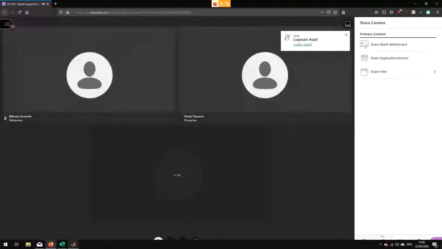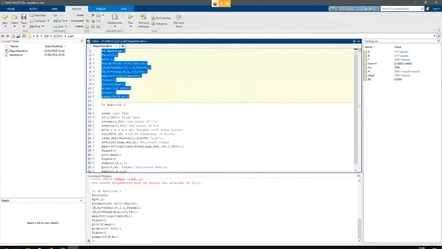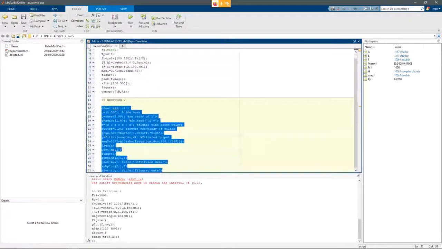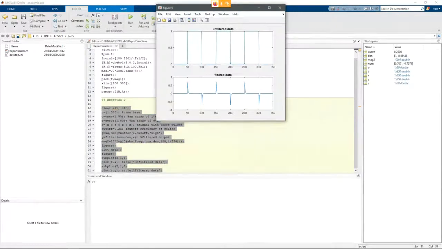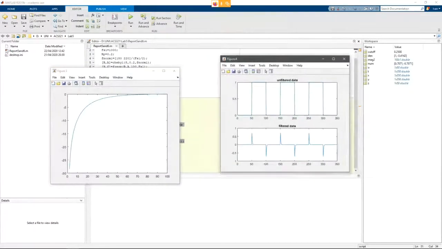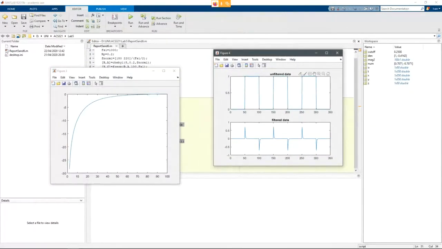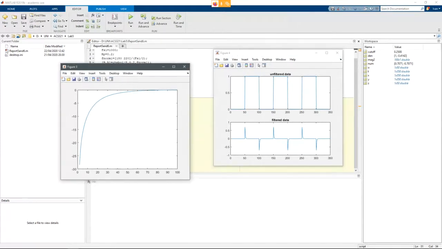Right. Okay, so MATLAB. It asks for the time domain before and after filtering, and then for the magnitude of the filter, right? So this would be before, like unfiltered. This is filtered, and is this the filter? Yes. Okay. So all correct.